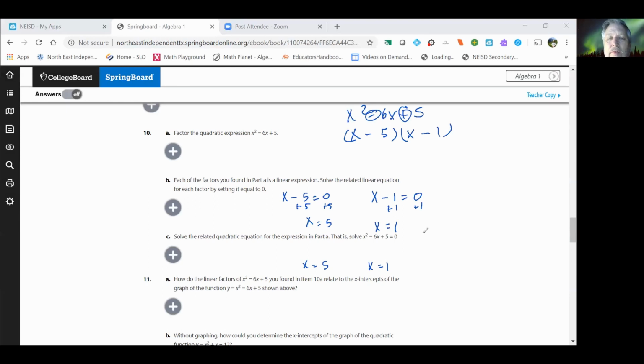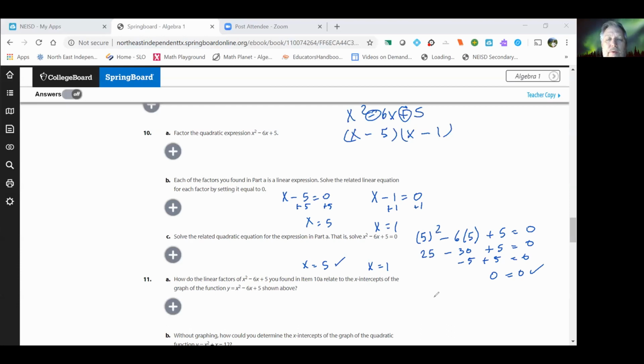So we have our 5 squared minus 6 times 5 plus 5 equals 0. So that's going to be 25 minus 30 plus 5 equals 0. 25 minus 30 is negative 5 plus 5. And negative 5 plus 5 is equal to 0. So we verified that the 5 is a solution to this quadratic.